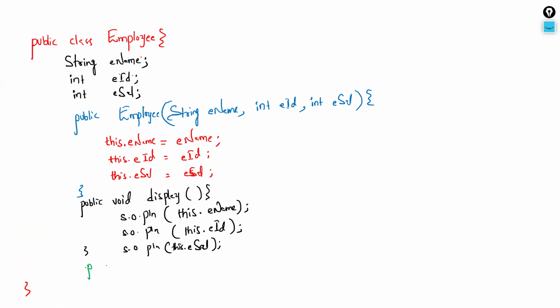So I'm taking public static void main, and we know the syntax. I'm not writing inside this main method body. What we have to do? Create the object, correct? Class name Employee, then object name emp equals new Employee. So what is the constructor? This class has a constructor which takes three arguments: string followed by int followed by int. That is the order.